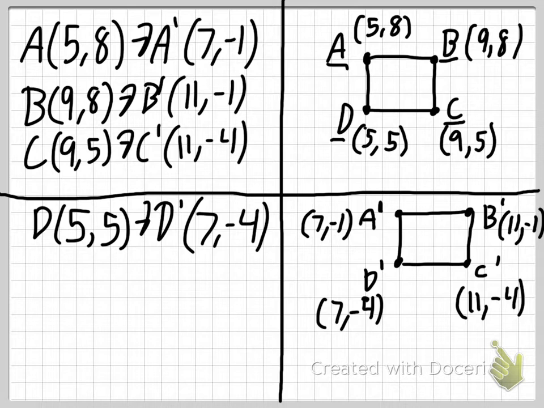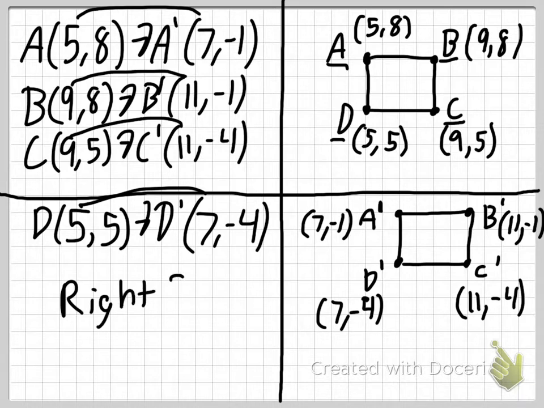So what you need to do is look at each one, look at each x, and see what happens each time for the x-axis. So we go 5 to 7, 9 to 11, 9 to 11, 5 to 7. So it looks like we're going plus 2 each time. So we can call that right 2. Or if we're going to use the T rule, we're going to go T, and then we're going to put plus 2, comma. I'm going to make this right 2 smaller to give myself some room.